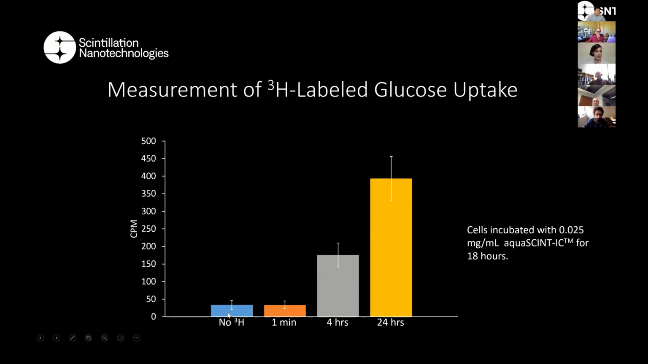So for cells without any tritium, the signal is quite low. For cells that had tritium or tritiated glucose for only a minute, the signal is still quite low. That was only 1 minute that they had the glucose to take up. After 4 hours, the signal increases, and in 24 hours, it increases further. So this is a work in progress where we have some other experiments that we would like to do to support this. But at this point, we're quite certain that most cell lines will take up our Aquasyn IC, and you can make some measurements.